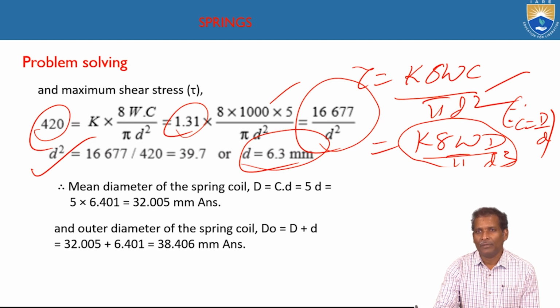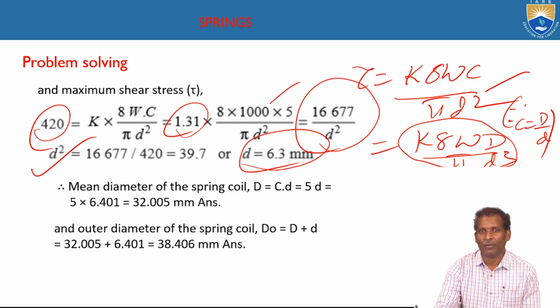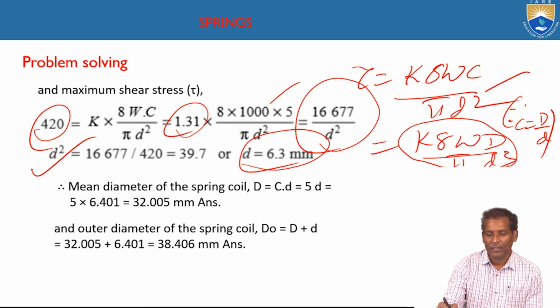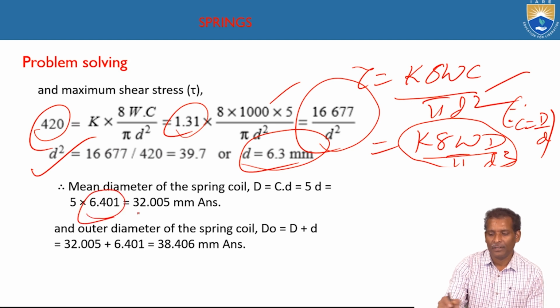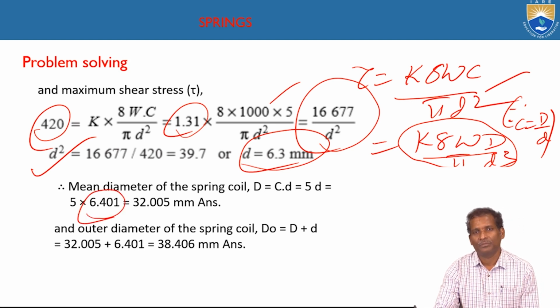But your calculated value is 6.3, and always you have to take the standard value from the design data book. So what is the standard wire gauge, the standard value of the wire diameter? The tabular form is available in the design data book. You have to verify and take that value as 6.401. This is the standard wire diameter.